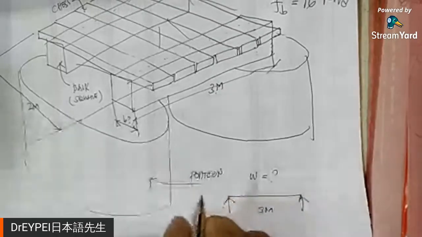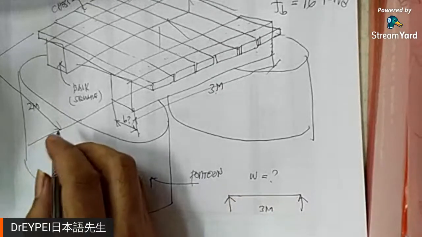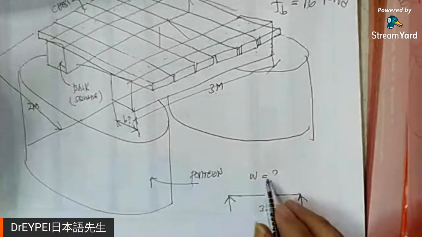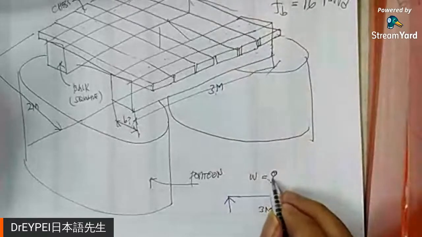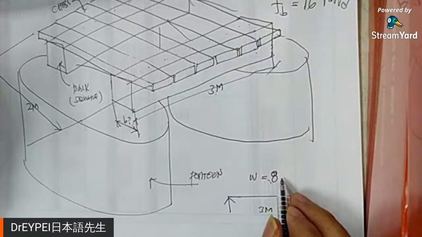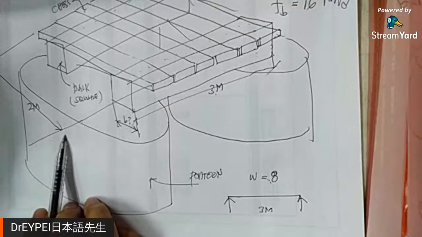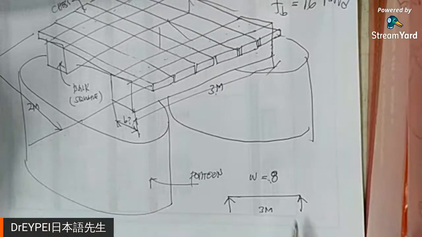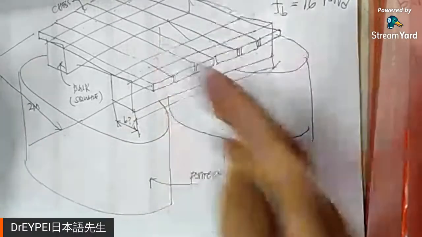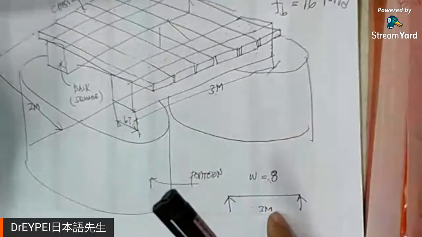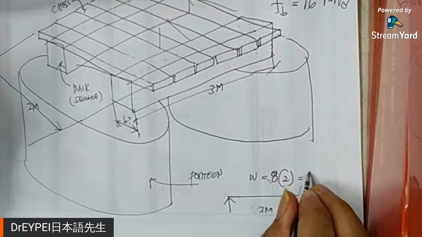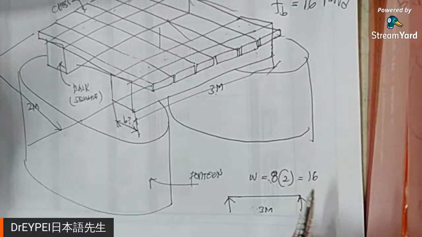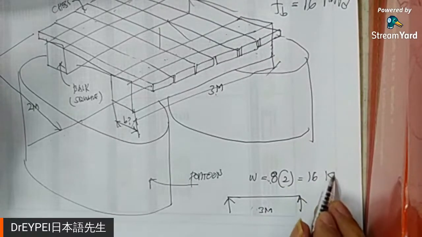Okay, so let us compute. So, ang W natin is 8 kPa times 2. Para makuha natin ito, ito yung side view. Pagka tinignan mo yan dito, makikita mo, multiply mo lang, times 2 lang. So, this is 16 kilonewton per meter.